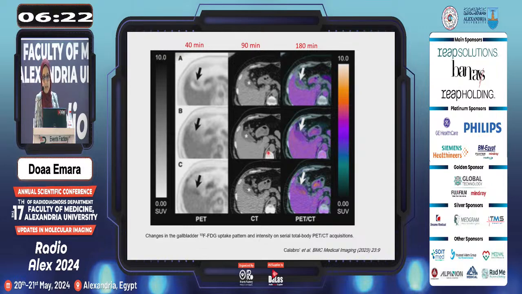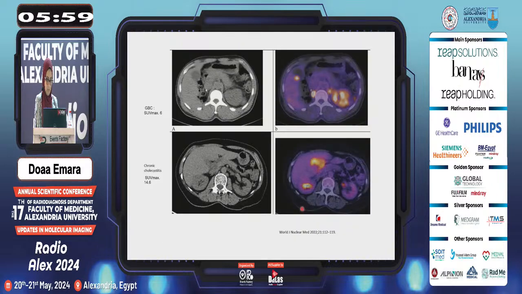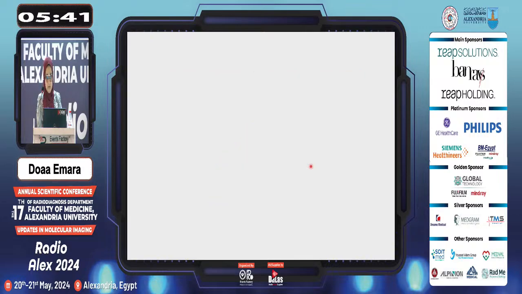In the gallbladder, there is serial uptake after administration of FDG. In the first imaging, there is uptake in the gallbladder wall, which is more or less similar to the liver. And in delayed scans, there is gradual increased intraluminal uptake, which is more than the liver. These are two different patients showing uptake at the gallbladder. The first one is focal and diagnosed as gallbladder carcinoma, and the second one is diffuse uptake in a case of cholecystitis.